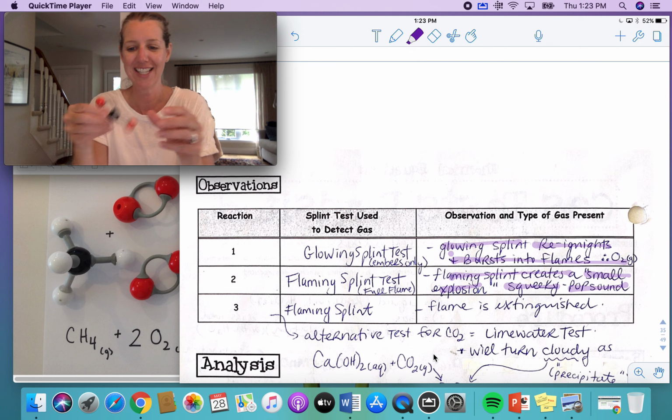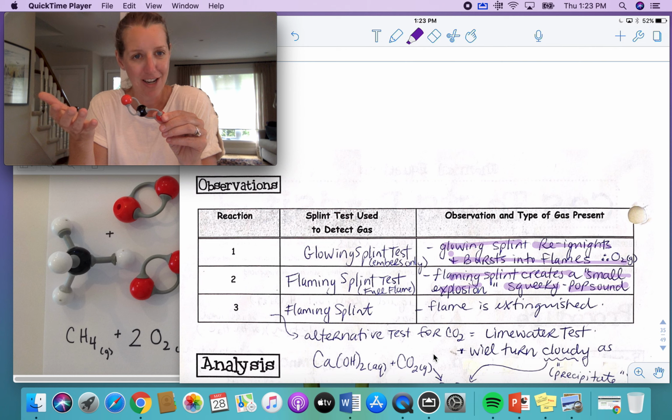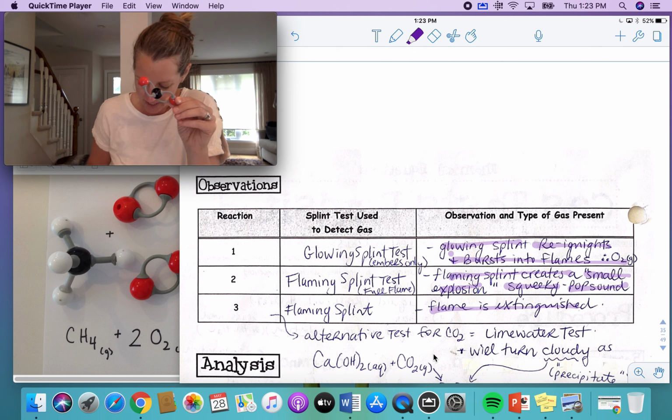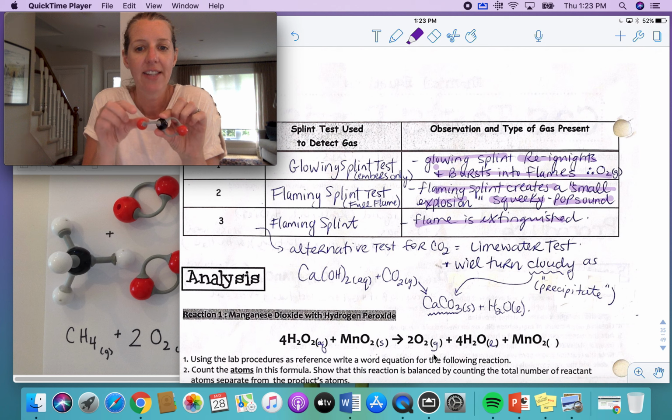What's the third gas? The third one is you can do a flaming splint test. This time you put it in again if it's flaming, and if it goes out, well then you've got carbon dioxide, because carbon dioxide will actually extinguish the flame. There is a third test for doing an identification of carbon dioxide, and that is if you use lime water.